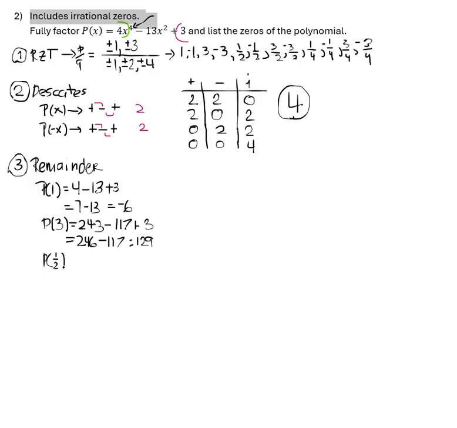So if I do p of 1/2, and feel free to do 0.5 if you don't like using the decimal. 1/2 is 0.5. There's nothing wrong with you doing 0.5. I just like fractions. So I'm going to have 4 times 1/2 to the 4th. So that's going to be 4 times 1/16, or 4 over 16. Then I'm going to have to subtract 13 times 1/2 squared, or 13 times 1/4. That's 13/4. And then I'm going to add 3.